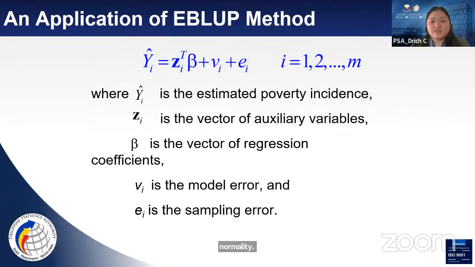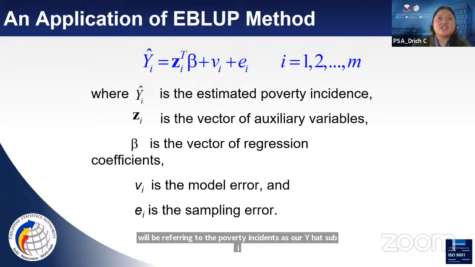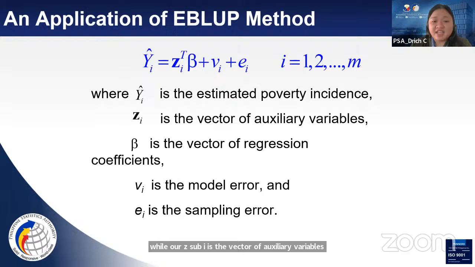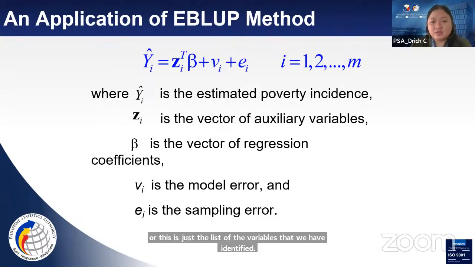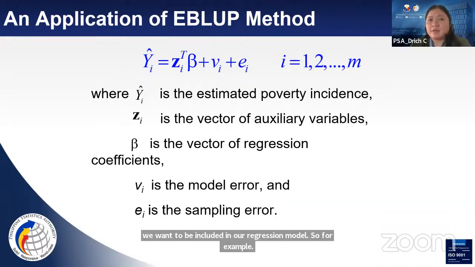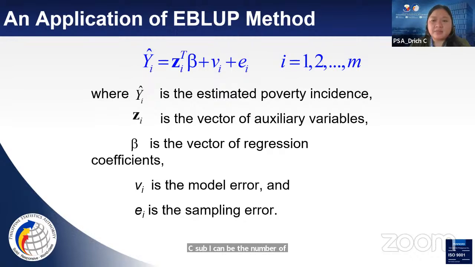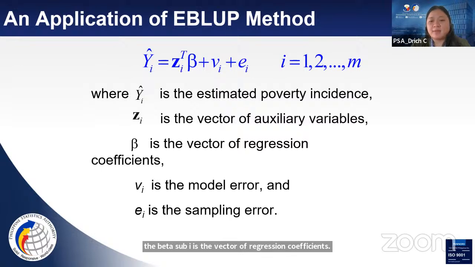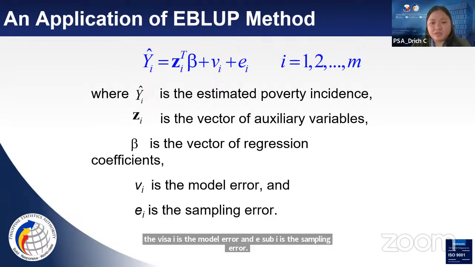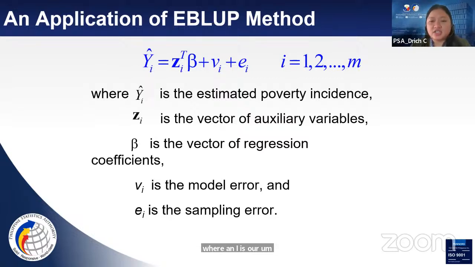Further, on the application of the E-BLUP method, we will be referring to the poverty incidence as our y hat sub i, while our z sub i is the vector of auxiliary variables, or this is just the list of the variables that we have identified that we want to be included in our regression model. So for example, z sub i can be the number of household members, or the presence of a household member who is participating in the agricultural sector. And the beta is the vector of regression coefficients, while the v sub i is the model error and e sub i is the sampling error, wherein i is our area, or the level of disaggregation that we would like to generate small area estimates to.